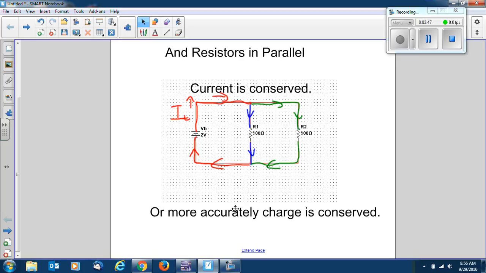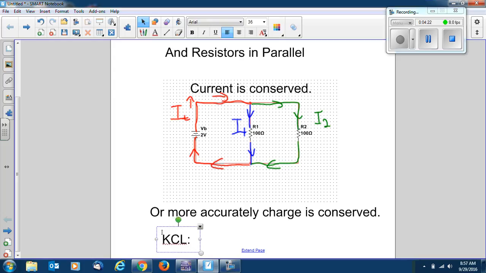The other takeaway we can take from this picture is that our currents, when they split up, they still have to add up to the current that they were before they split up. So let me put that down mathematically. This is going to be my I1, and this one's going to be my I2. And this is really the KCL. The KCL states that the sum of the currents in the circuit has to be equal to the current coming out of the battery. So the current coming out of the battery is I total.